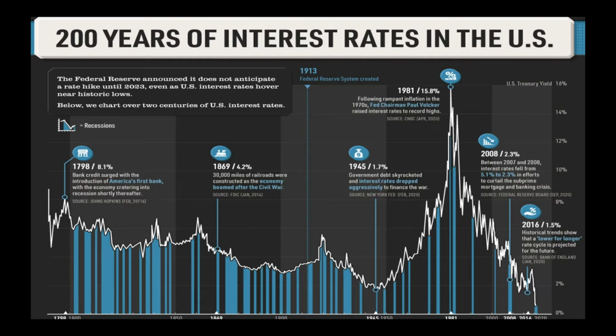Everything that happened, there is some story behind that. As you know, interest rate in 2008 was 2.3%, but inflation and interest rate were not problems 14 years ago. There was a crisis in real estate, but when the crisis started between 2007 and 2008, interest rate fell from 5.1 to 2.3 in an effort to curtail the subprime mortgage and banking crisis. And right now we try to increase interest rates in the US because we want to fight against inflation.